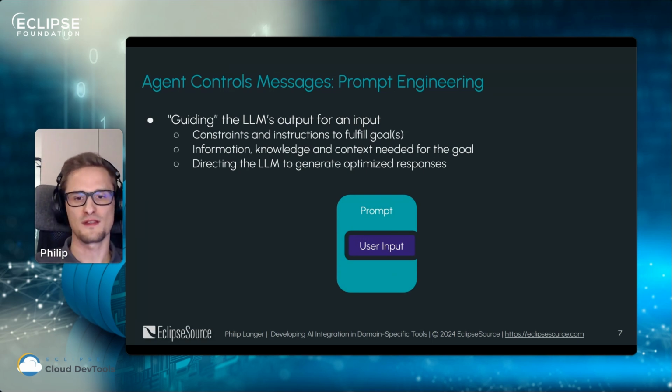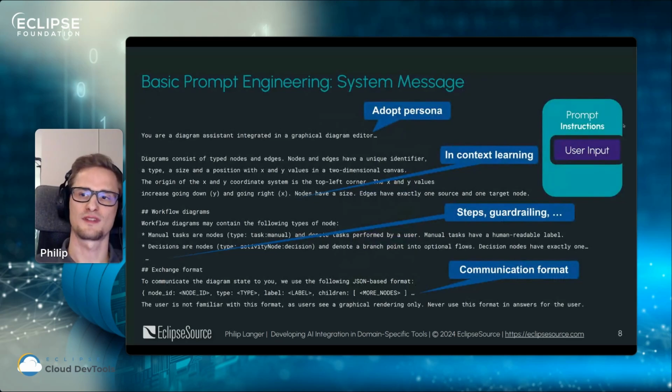And the first basic thing that you typically want to add, for instance, is instructions in the form of a system message. So a system message is a way to give general instructions for the entire conversation. You typically can define a persona. You can apply in-context learning, where you, for instance, explain, in our workflow example, common concepts like what is a diagram, what is the coordinate system about, which nodes are available in the diagram, which edges and stuff like that, what is the semantics behind them, how do they look like, which color do they have, and stuff like that.